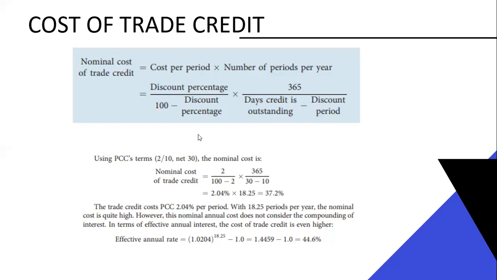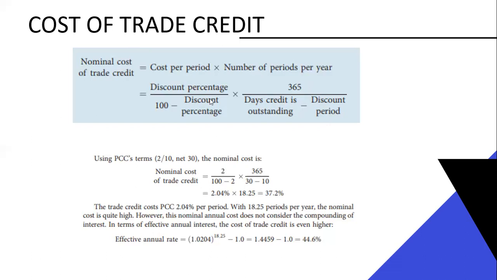So let's just look at this in an example, okay? That should make it clear for you. So in this example, the trade credit terms are 2/10, net 30. So if we want to convert this into a nominal cost of trade credit, we will take this 2.